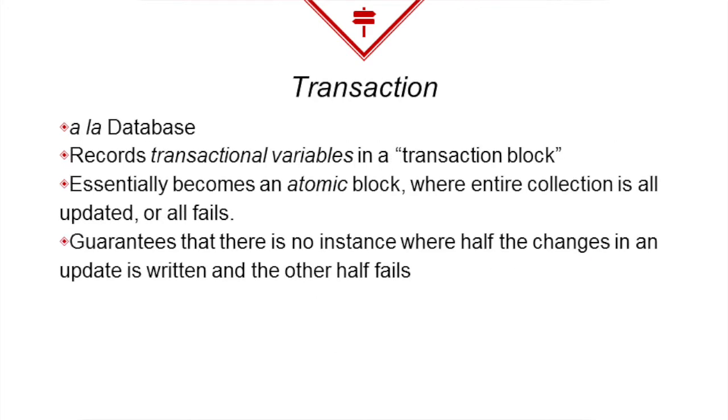The other key feature of STM is the use of transactions, which takes a similar fashion to that of a database, where changes are committed in a transaction. Essentially, it records all the transactional variables in what we call a transaction block. In turn, this becomes an atomic block, where either the whole collection of changes is updated at once to the shared data pool, or the whole update fails. This guarantees there's no instance where only half the changes in an update are written while the other half fails.